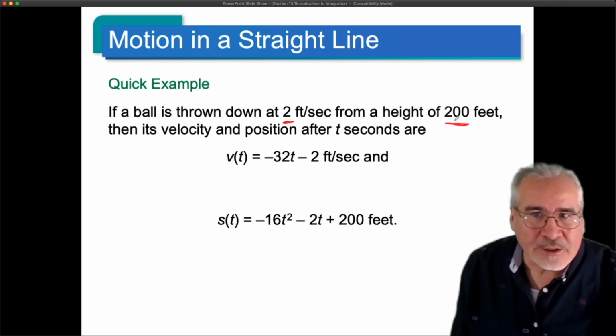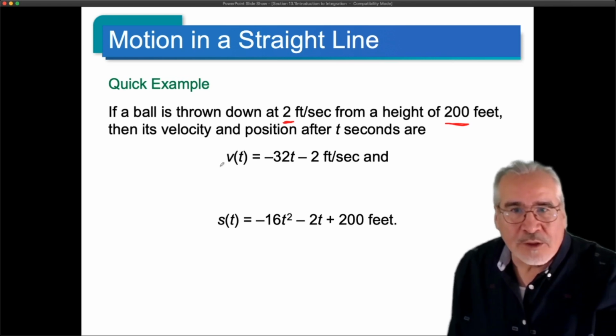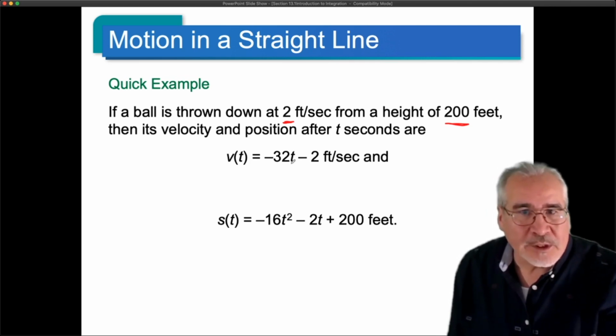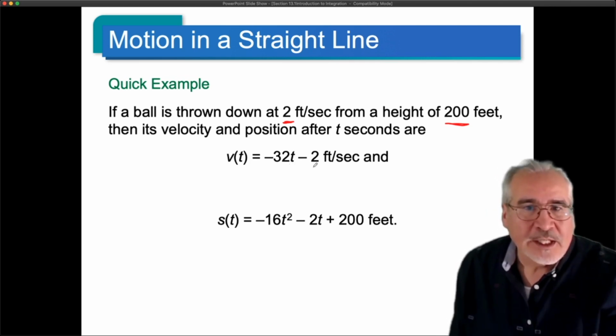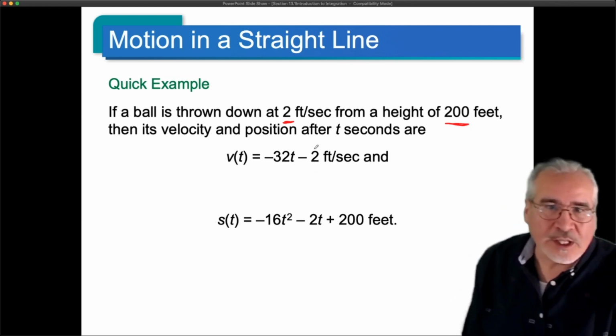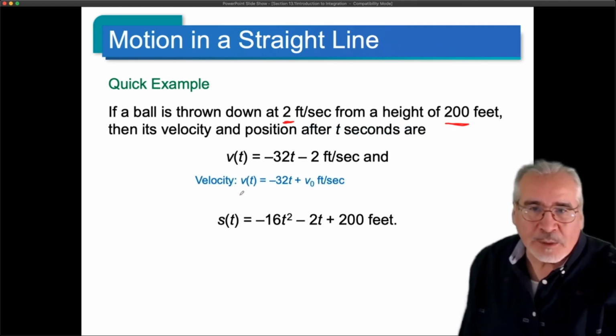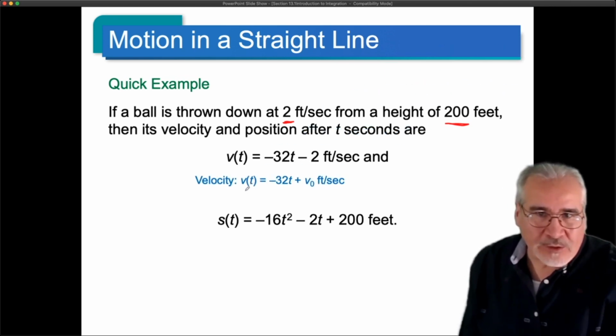I'm on a hill or something and I throw it down, or I'm on a building and I throw it down. What I do know about the velocity is that it's going to be minus 32t, which is 32 feet per second. And then also this initial velocity, it had a starting of this. So this would give me my velocity, simply because that's the basic function, right? There's a minus 32t, there's the initial velocity. It was 2 feet per second.